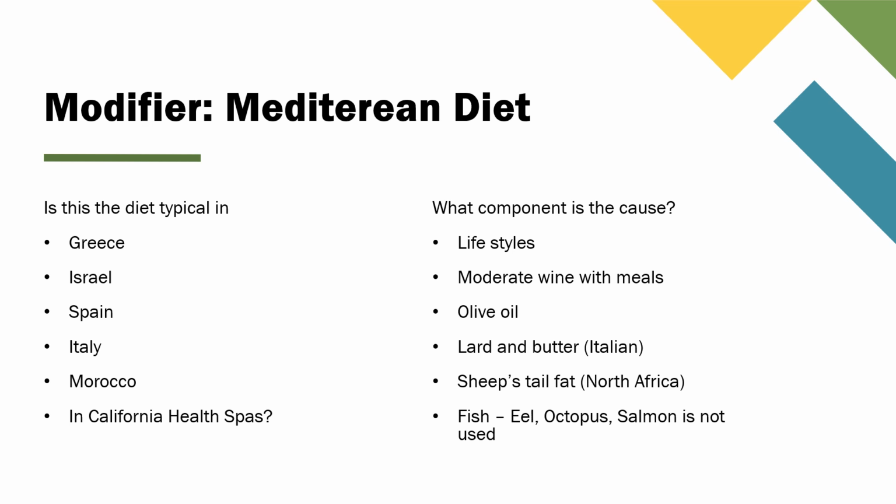The key components and lifestyle factors contribute to the health benefits of the Mediterranean diet, including the use of olive oil, but in some cases they don't use olive oil. Italians do. Other areas they use lard and butter. Other areas they use sheep tail fat. Often they are heavy in fish, including eel and octopus. Salmon, which often will be included in a California Mediterranean diet, is a largely unknown fish for them because it's not traditionally available to them.